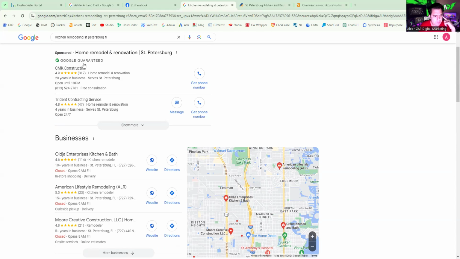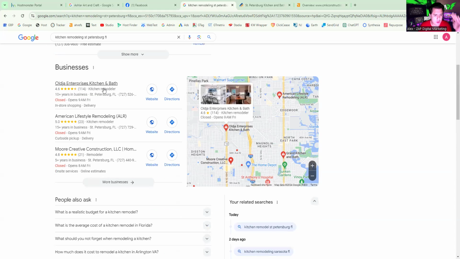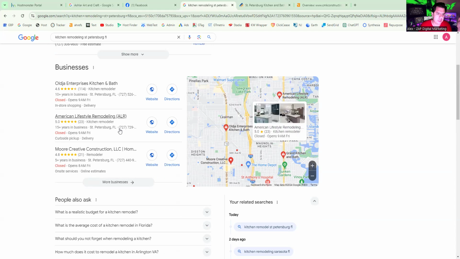The next thing we have is the local map section. And this is something that you should consider if you don't have one. Get a Google Business profile. It's simple, it's free, a couple of steps, and like I said, very easy. And you can be here.